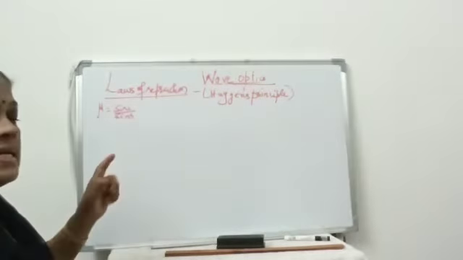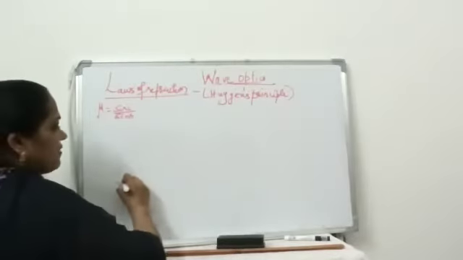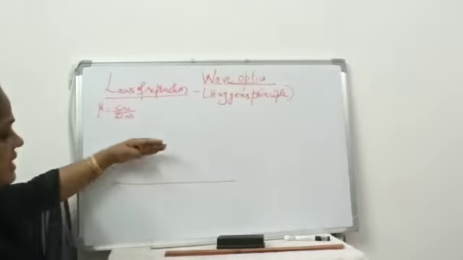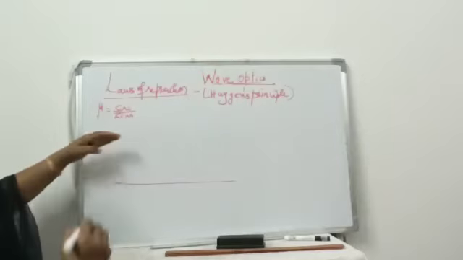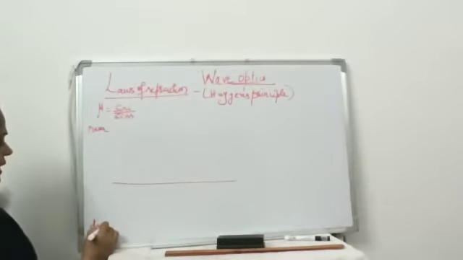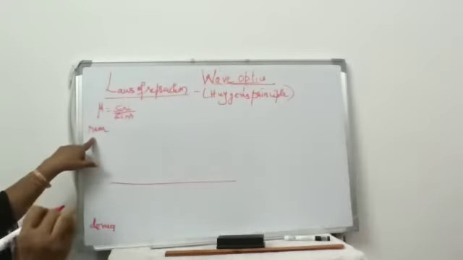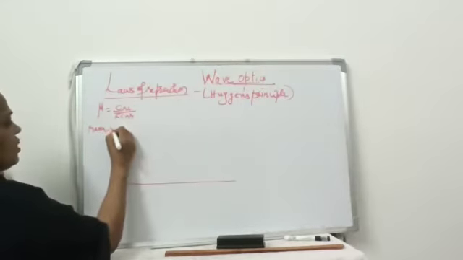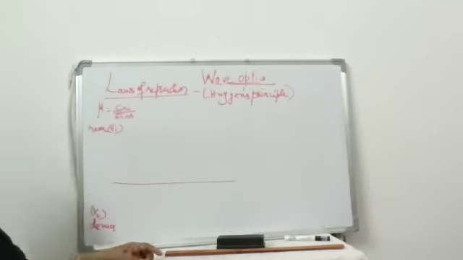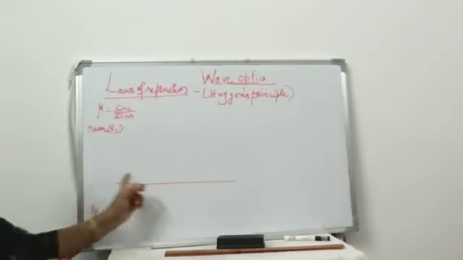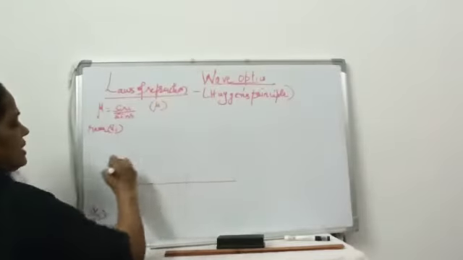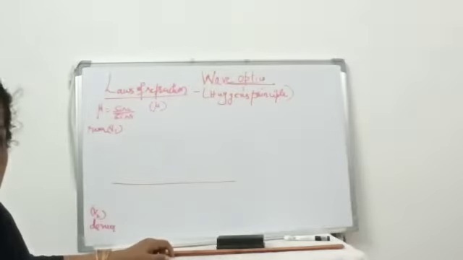Now let us consider a refracting surface. Let this be a refracting surface, or an interface separating two media. Let this be the rarer medium and let this be the denser medium. In the rarer medium, let V1 be the velocity of light. Let V2 be the velocity of light in the denser medium. Let mu be the refractive index of this denser medium.